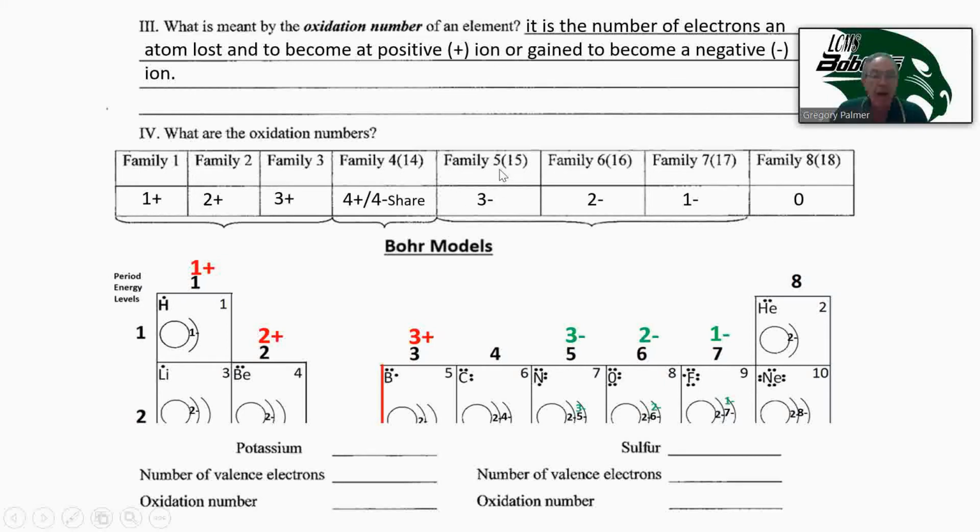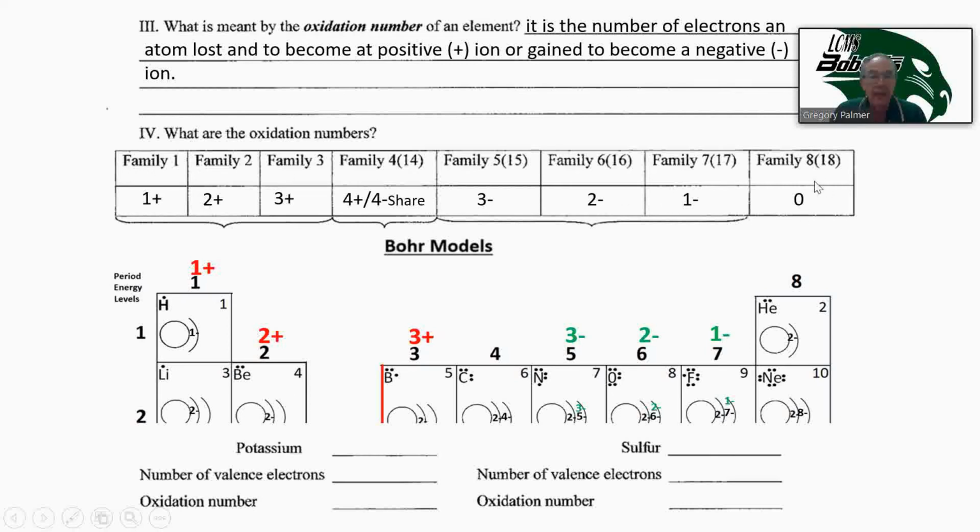And in family 5, the oxidation number plus the family number is equal to 8. So the 3 electrons it gains plus the 5 electrons that family 5 had, 5 plus 3 is 8. Family 6 has 6 valence electrons plus the 2 it gains. 6 plus 2 is 8. Family 7 has 7 valence electrons plus the electron that it gains. 7 plus 1 is 8. Family 8 gains 0 electrons, so 8 plus 0 is 8.